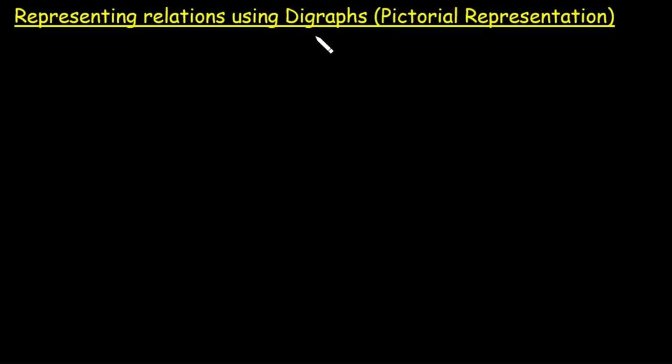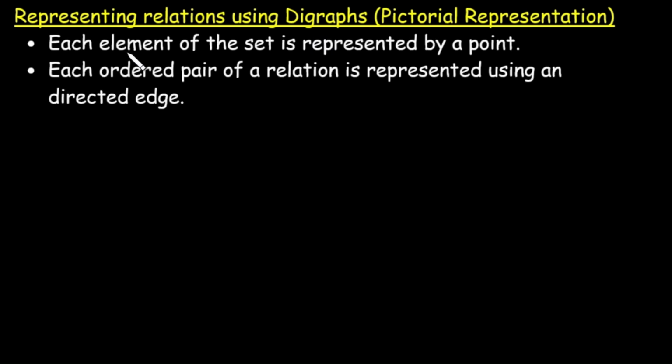So starting with how to construct that, the first step is always to find the elements of the set. As the relation is defined on a set, count the elements in the set and represent all such elements by a point, which is also called a vertex or node. Then look for the relation. In a relation you will get ordered pairs, and each ordered pair is represented by a directed edge.